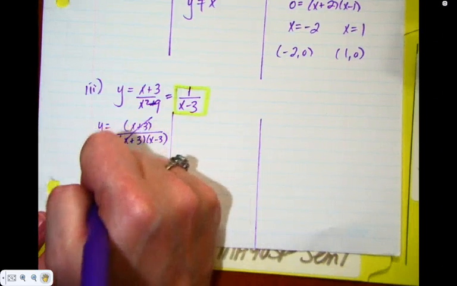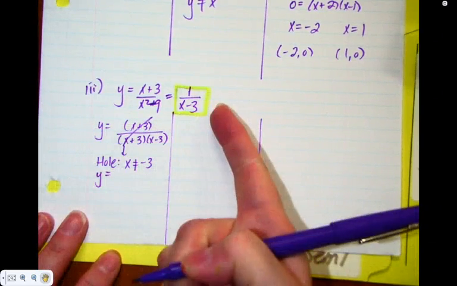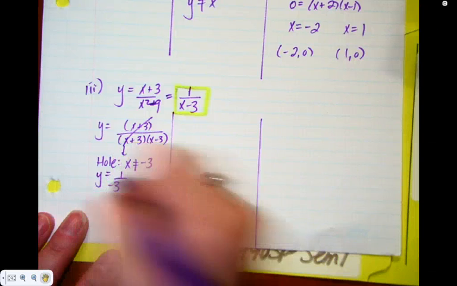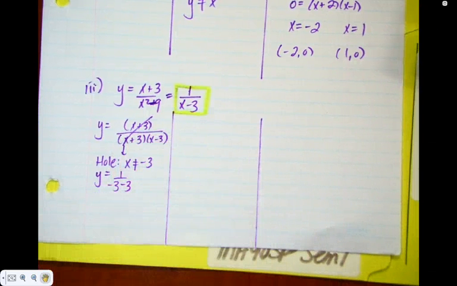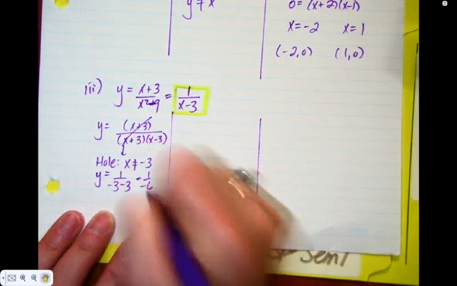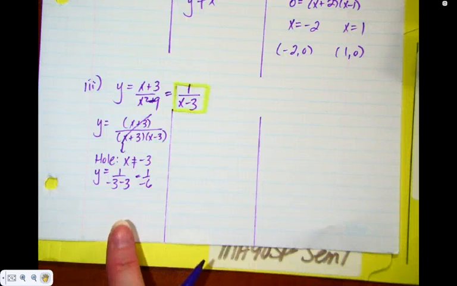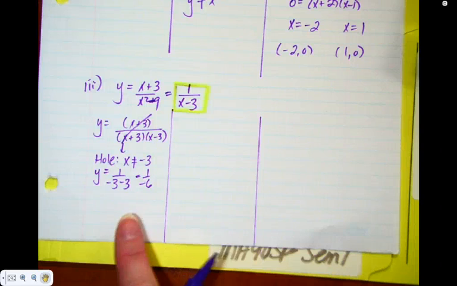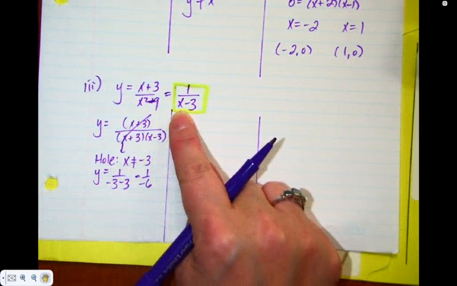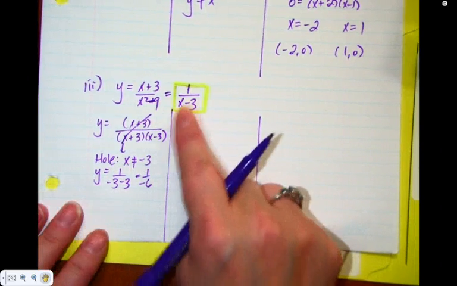So to find the y coordinate of the hole, I'm just going to substitute into the factored form. So I'm going to put my negative 3, which means I have negative a sixth. Are we okay where that's come from? Oh, the negative 3 is where the hole is, and I just want to find its y coordinate, so I just subbed in negative 3.